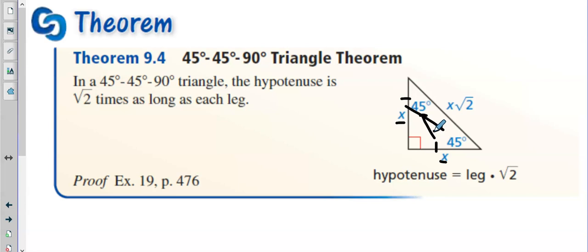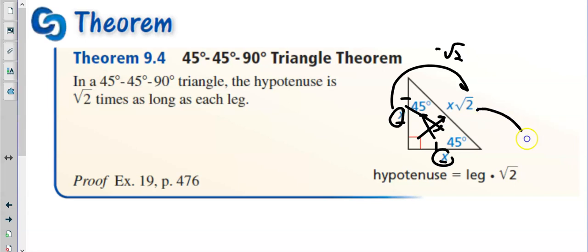When you have a 45-45-90, whatever the legs are, which match, all you do is multiply by radical 2 to get the third side, the hypotenuse. Remember, the hypotenuse is opposite the right angle. Okay? And consequently, if you're going backwards to try to find the leg, you divide by square root of 2.